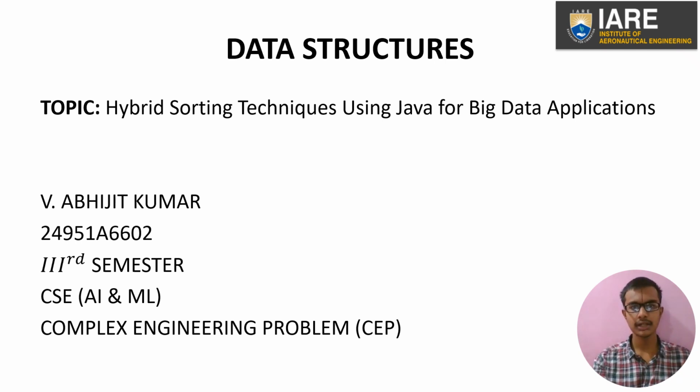My name is V. Abhijit Kumar. I am studying in third semester. My roll number is 249518662, CSE AI and ML, Institute of Aeronautical Engineering.